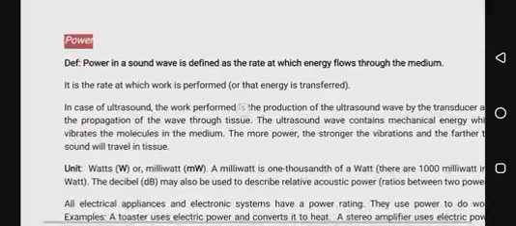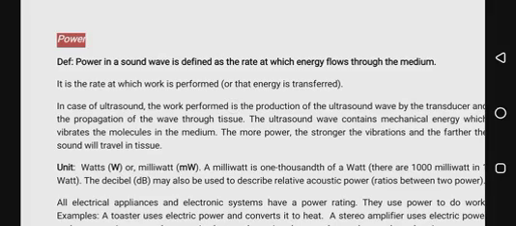So we'll move straight to power. Power in a sound wave is defined as the rate at which energy flows through the medium. So power is the rate at which energy flows through a medium. In other words, this is the work done within a particular distance or the work done during energy transfer.